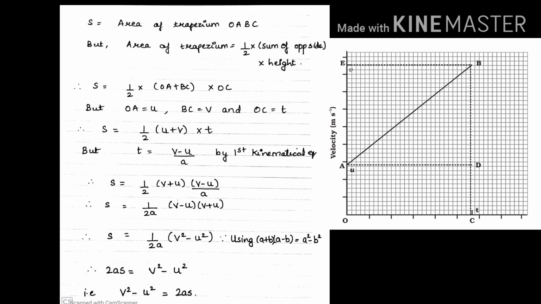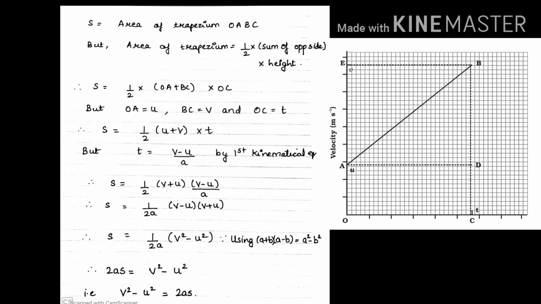Do you observe something? Yes, it is a mathematical identity: (a plus b)(a minus b) is equal to a square minus b square. Substituting that, we get 1 upon 2a into (v square minus u square). Rearranging the above equation, we get 2as is equal to v square minus u square. That is, v square minus u square is equal to 2as. Yes, this is the third kinematical equation of motion.